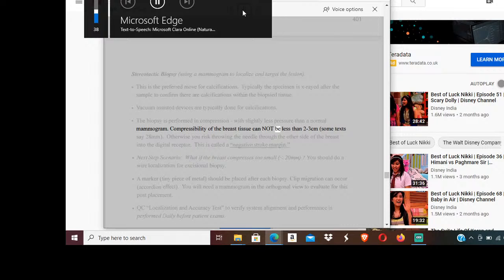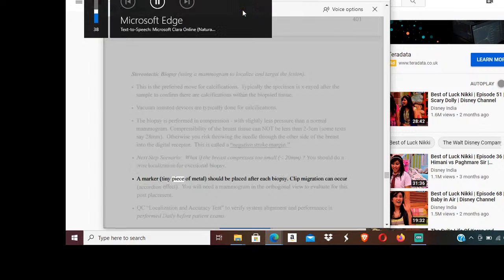Compressed breast thickness cannot be less than 2 to 3 centimeters, some texts say 28 millimeters. Otherwise you risk throwing the needle through the other side of the breast into the digital receptor. This is called a negative stroke margin. Next step scenario: what if the compressed breast is too small, 20 millimeters? You should do a wire localization for excisional biopsy.